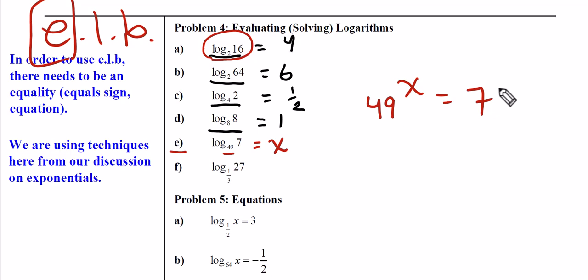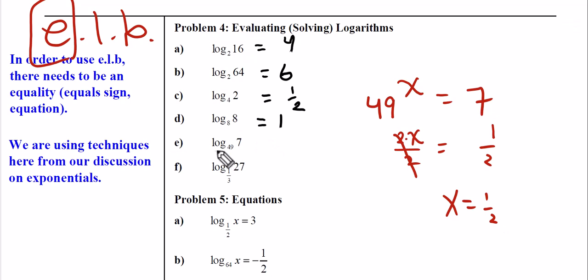Now, we need to get them to be the same base. 49, if we do a factor tree, is 7 squared. What's the exponent on this one? This one? Very good. So, they're the same. Great. We can divide both sides by 2. Great. X is 1/2. So, if you were to type this into a calculator, it would give you 1/2.